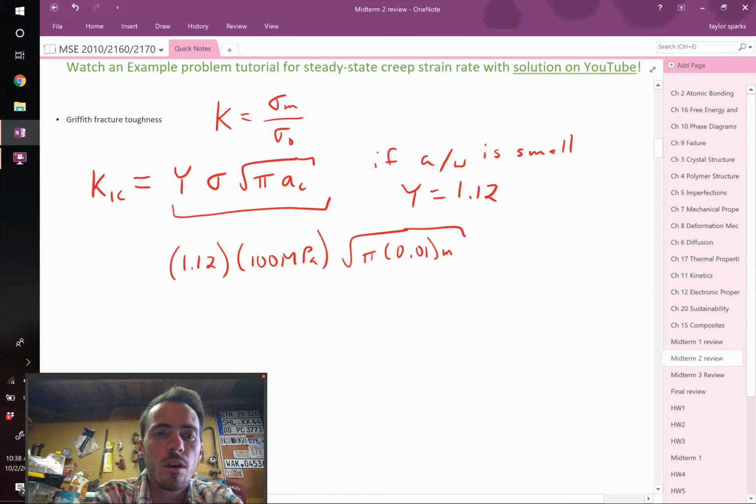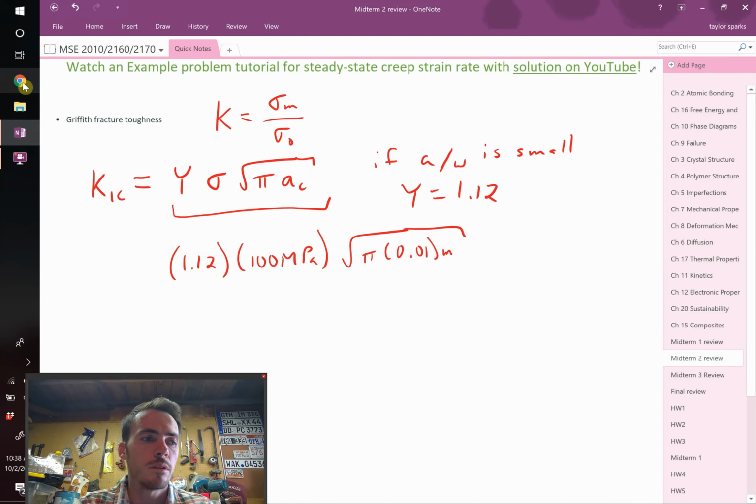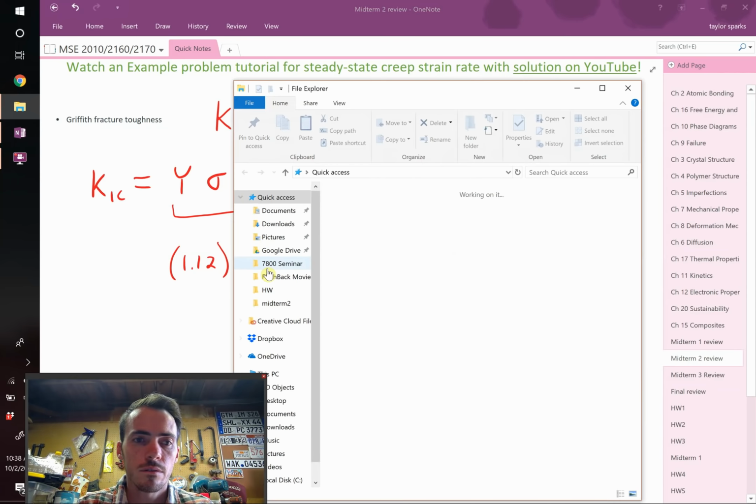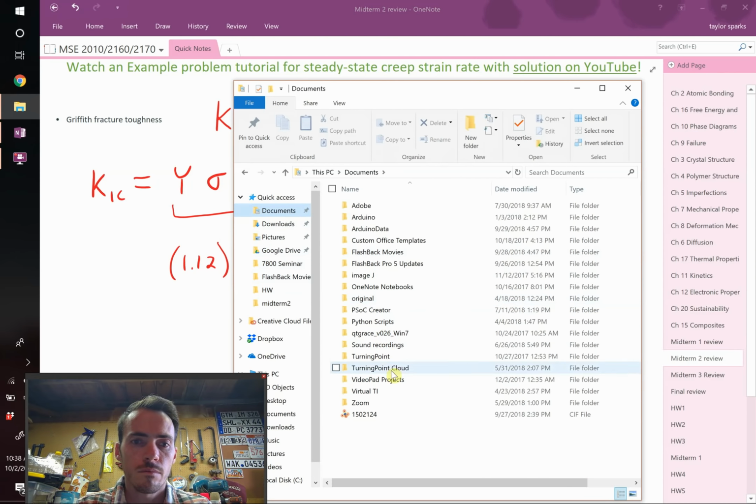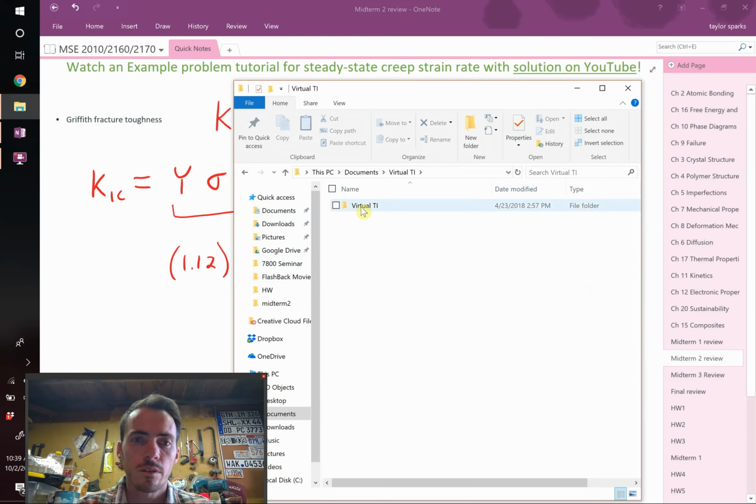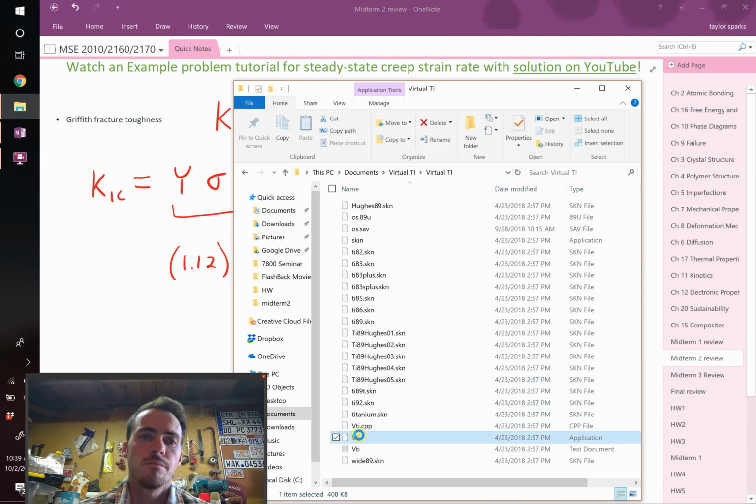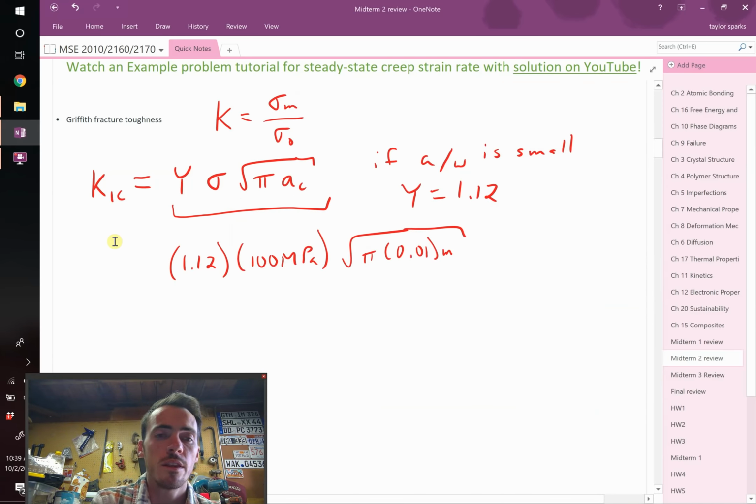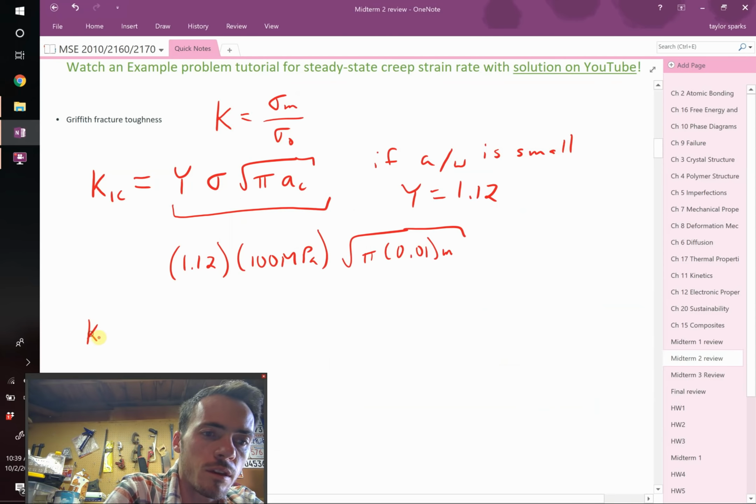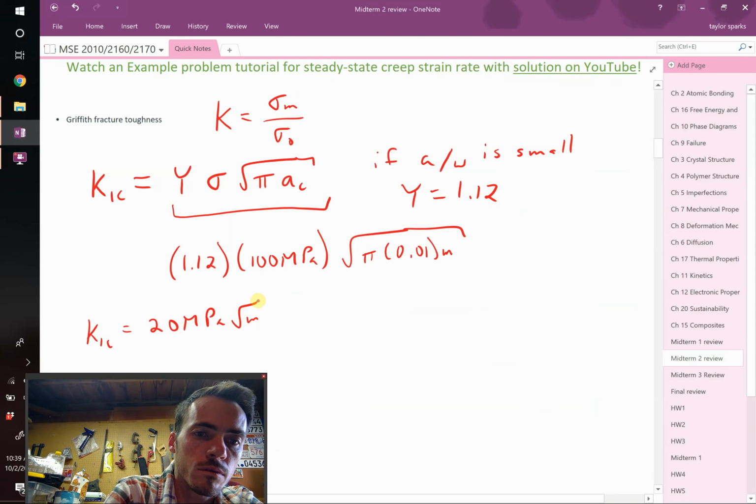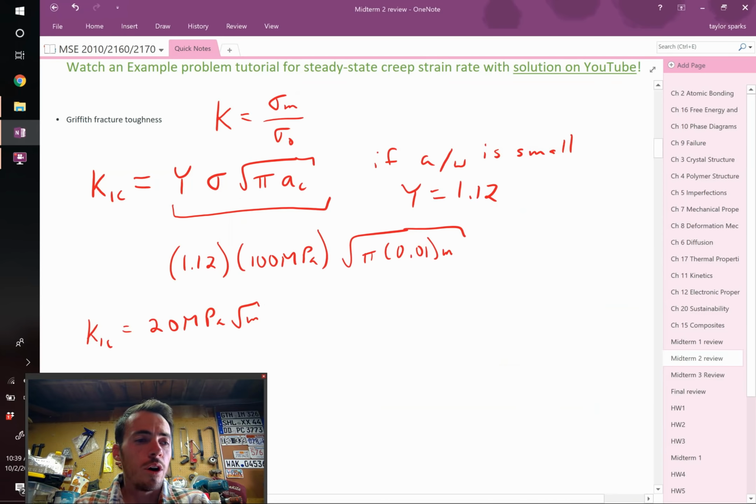Okay. We can go ahead and plug all that in. Let's pull up the virtual TI because I left mine at work. And meanwhile, while that's pulling up, let's say that K1C for our material is equal to, I don't know, 20 megapascal root meters. So, under these conditions, would you expect your sample to fail? Will it break or no?